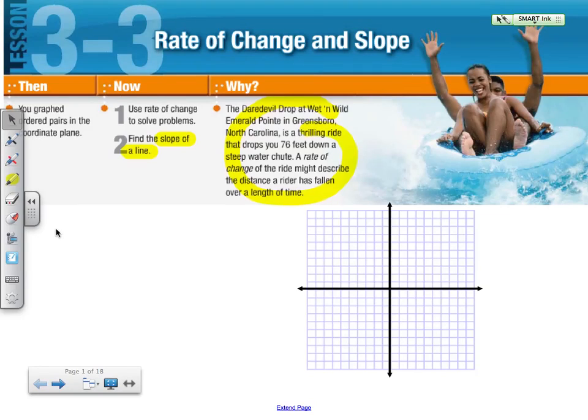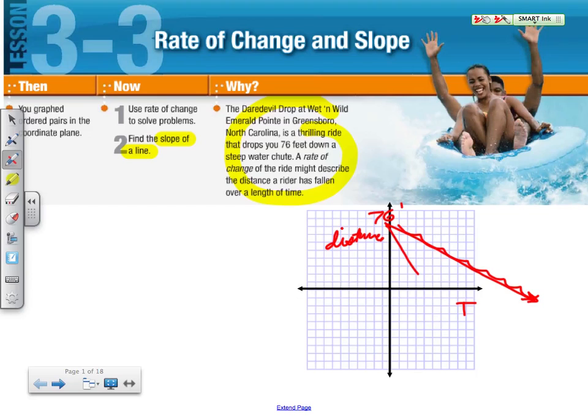About rate of change as a problem first, though. And think about the idea if you're on this water slide and you go down at this kind of a slope, this is time and this is distance, right? And you're at 76 feet. You're going to go fairly slowly down your ride, right?